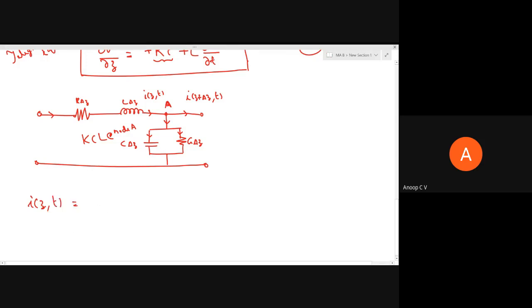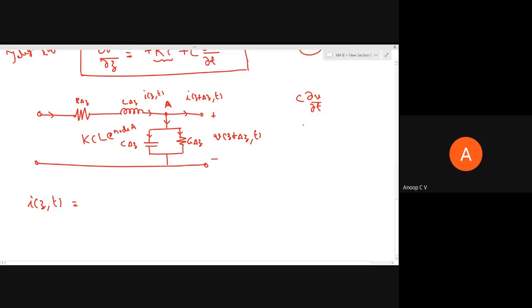What will be the current through this capacitor? Current through the capacitor is given by C dV by dt, or here C dou V by dou T. The voltage across the capacitor is V of Z plus delta Z comma T. And there is a conductance here; the voltage across this is also V of Z plus delta Z comma T.